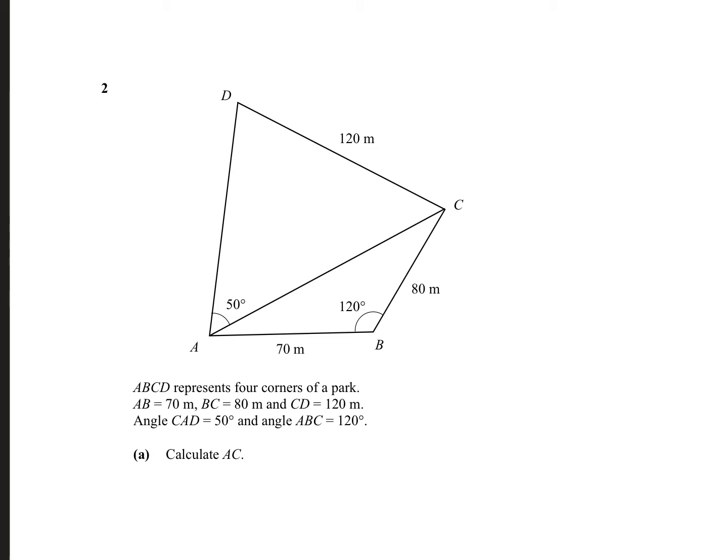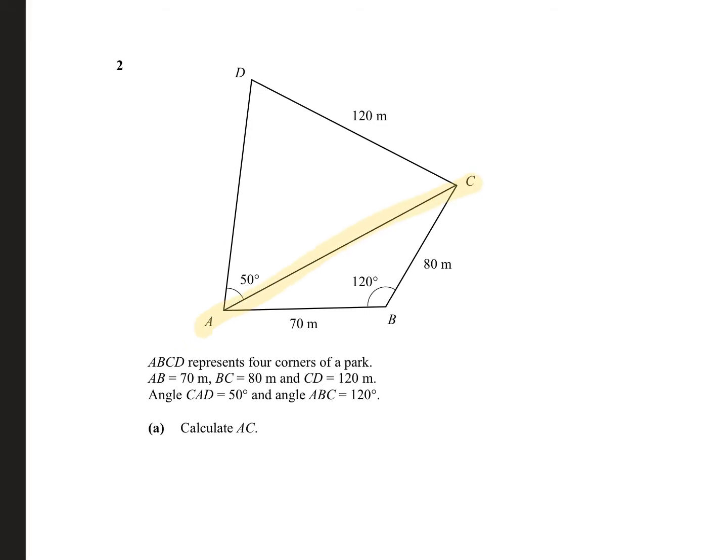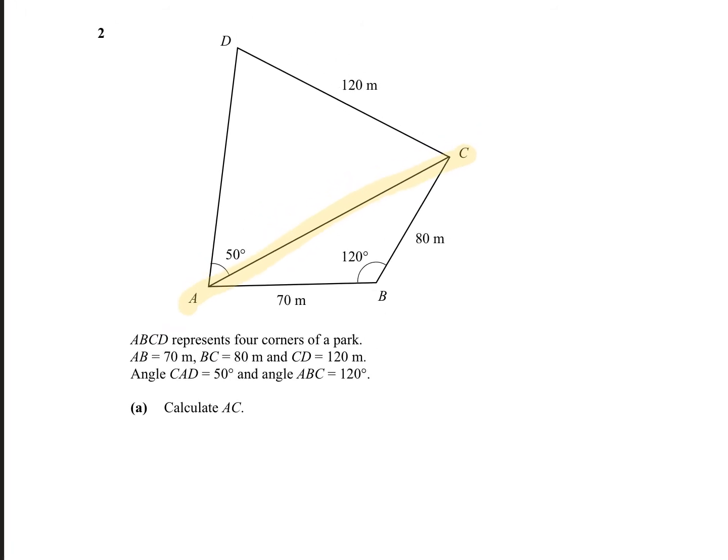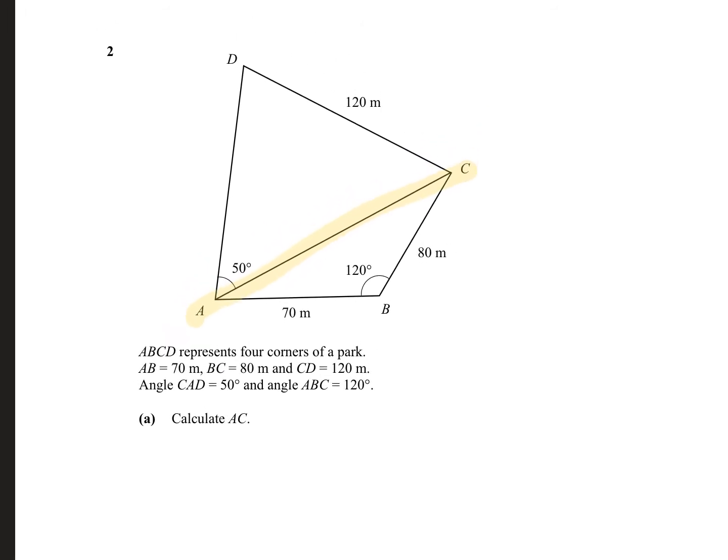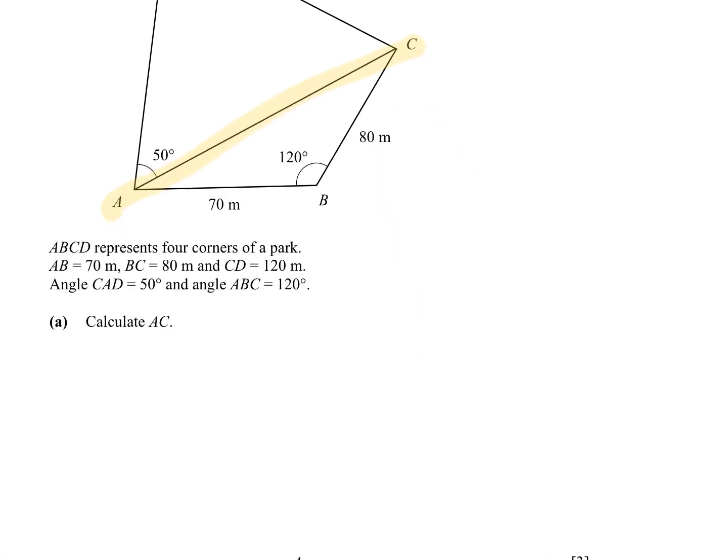And so let's just highlight AC and let's take a look. Okay, how do we find AC? I think it's easiest to look at it this way. AC is part of this triangle ABC, and in this triangle, you can see that we have two sides and the angle in between. And so that's actually really convenient because it allows us to apply the cosine rule.